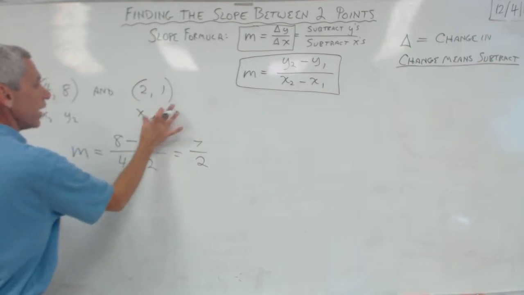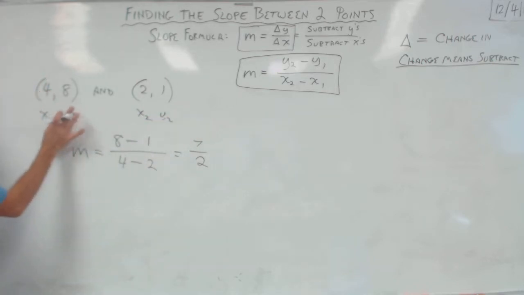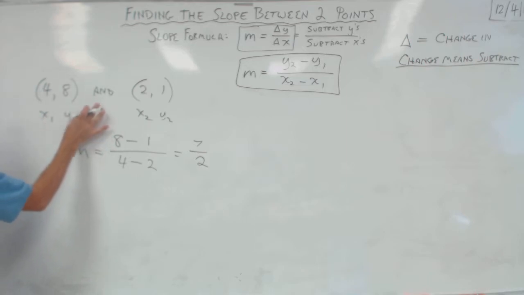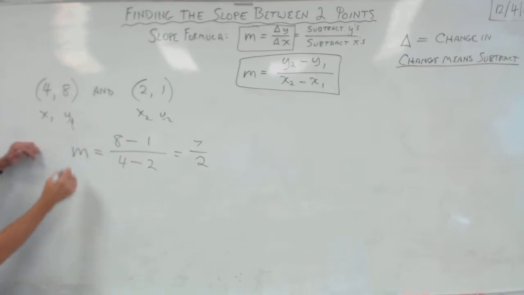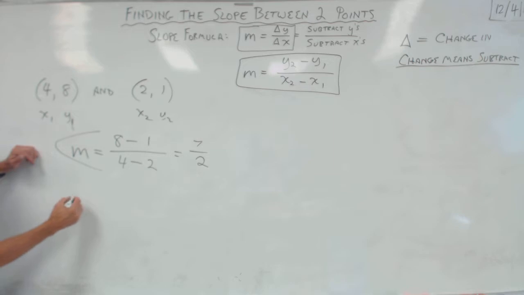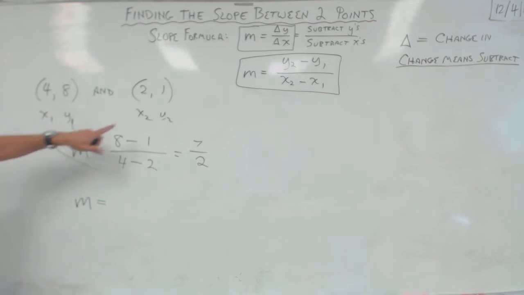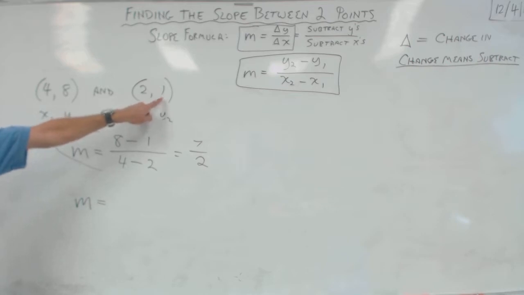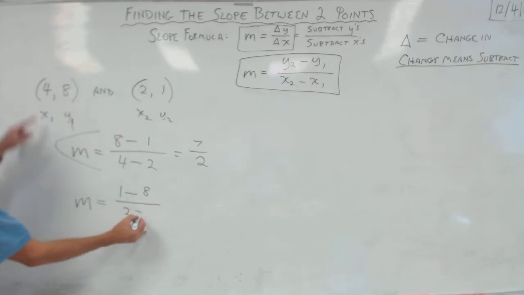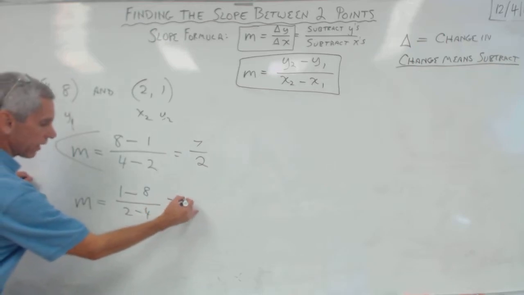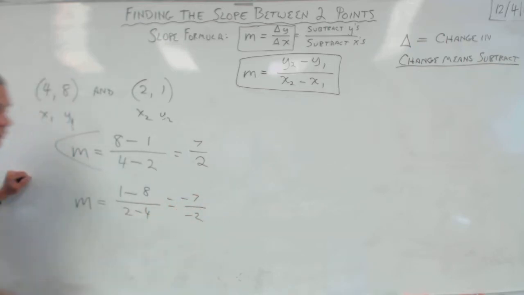Let's say I make this (x2, y2), and this (x1, y1). All right. So now we got this. This one was the first one we did. Now I'm going to do it this way. m is equal to y2, 1, minus 8. Do you see the difference? And then 2 minus 4. Now look what I have. I have -7 over -2.